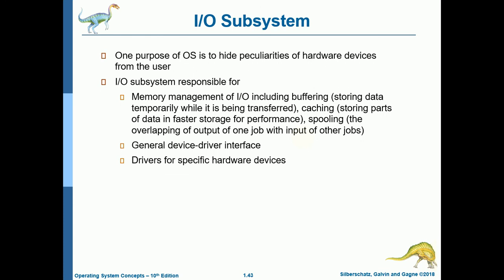Okay, next we have the I/O subsystem. One purpose of the OS is to hide peculiarities of hardware devices from the user, because the user only wants convenience, ease of use, and good performance. They don't care if I have a specialized device; the computer should recognize it as long as it has a proper device driver. The I/O subsystem is responsible for memory management of I/O, including buffering, storing data temporarily while it is being transferred; caching, storing parts of data in faster storage for performance; and spooling, the overlapping of output of one job with input of other jobs.